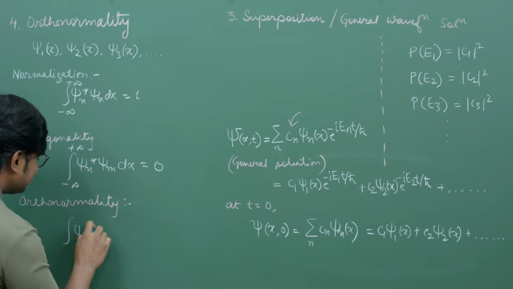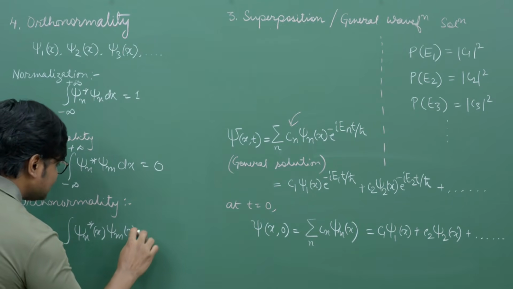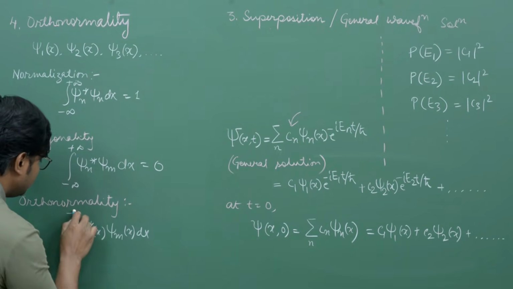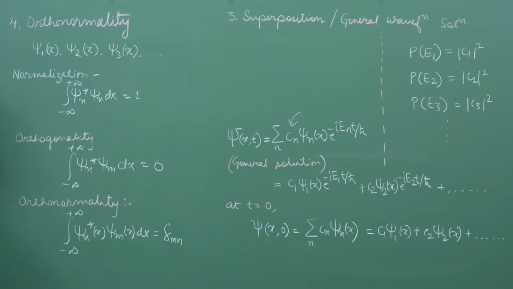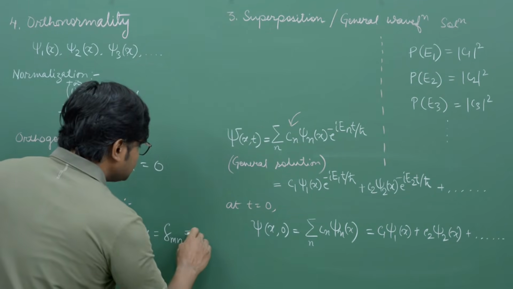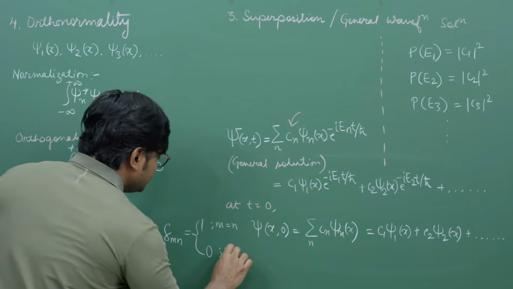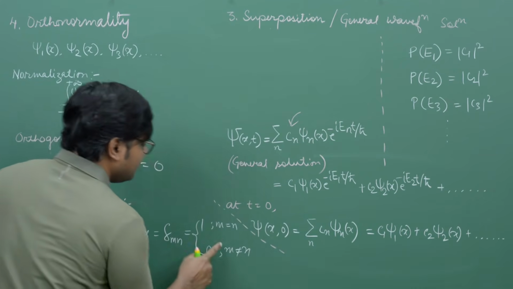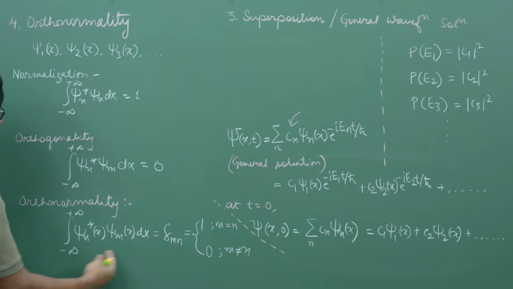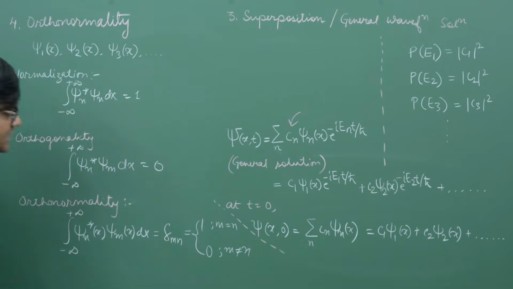Psi n star x psi m x dx between minus infinity to plus infinity is equal to a Kronecker delta mn. Now you understand what a Kronecker delta means. It means that this is equal to 1 if m is equal to n and equal to 0 if m is not equal to n. So if m is equal to n, we end up getting normalization. If m is not equal to n, we end up getting the orthogonalization condition.